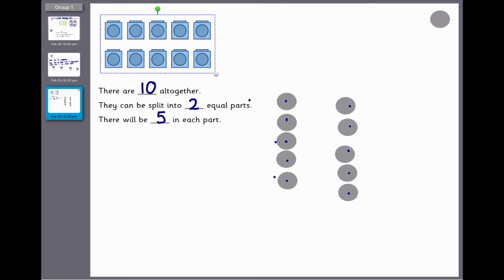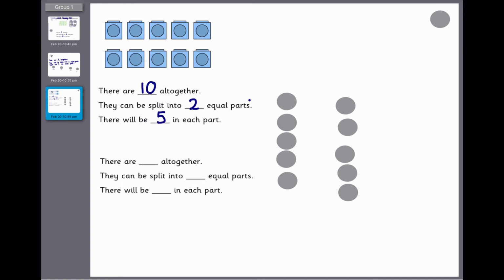Do you think there's another way that we can split these into equal parts? I think there are two. So let's rub out our markings and let's try another one. So there's still 10 altogether. Let's try splitting them into 5 equal parts.